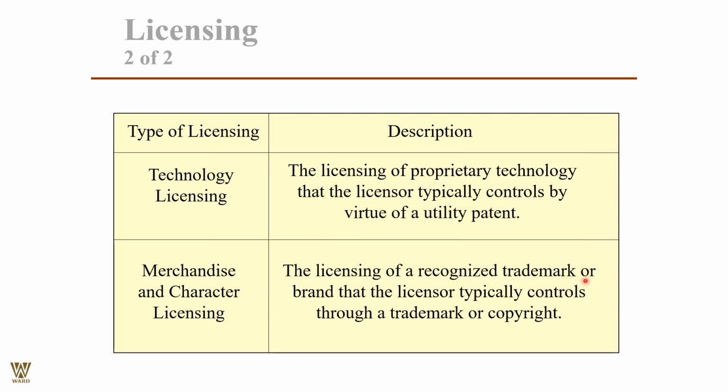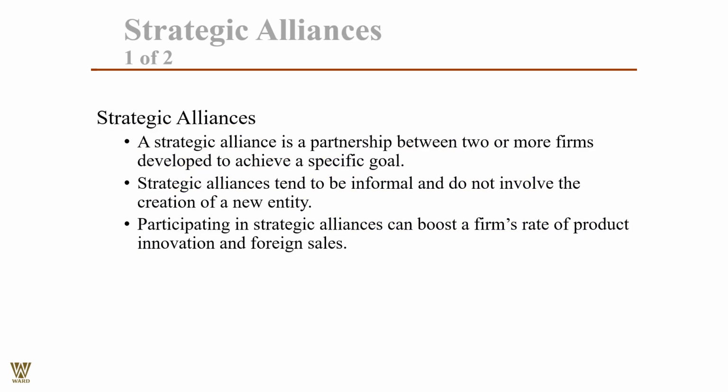Merchandise and character licensing. This is what we are talking about, brand name. This is where we are talking about trademark. Did I show you the example of McDonald's? McDonald's would be giving the trademark, and people across the world would immediately recognize what has been expected, what kind of things can be expected.